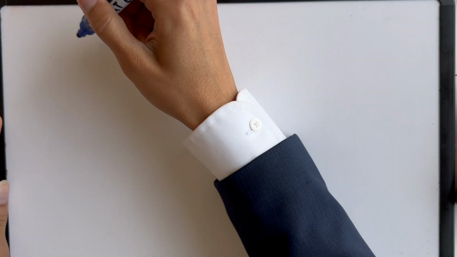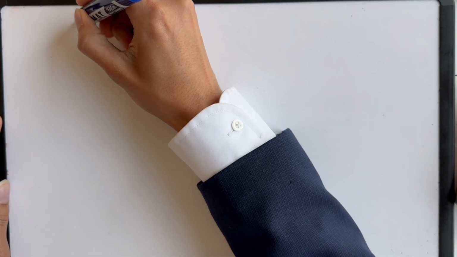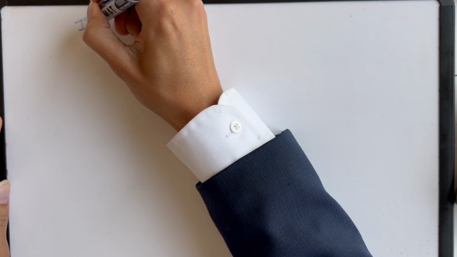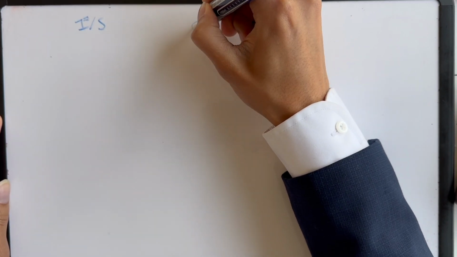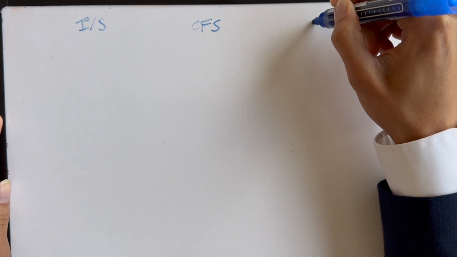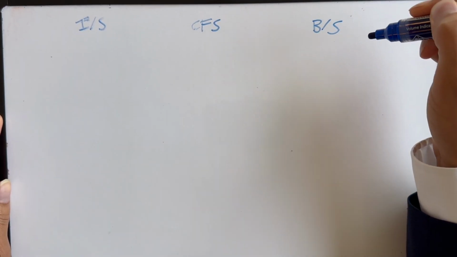So let's go ahead and go to the whiteboard right now and actually work this out, and I'll talk through my thought process as I solve the problem so that you can understand it. Okay, so when we're setting up this problem, let's first put the three financial statements on the whiteboard. So we have our income statement, we have our cash flow statement, and we have our balance sheets.